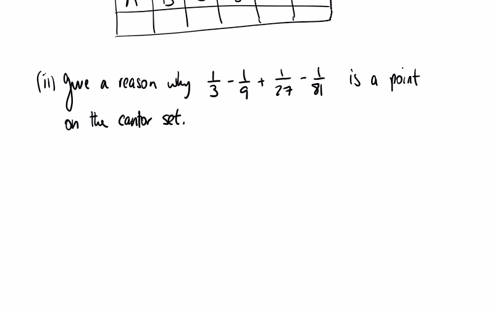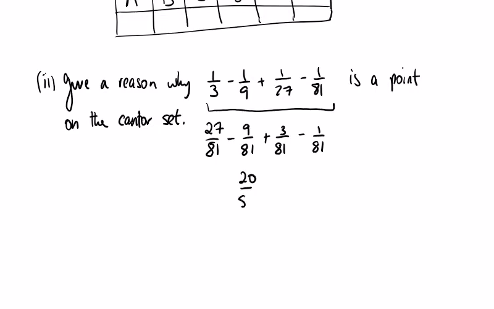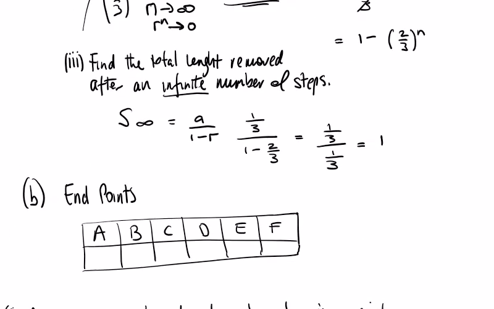Part 2, you're asked to give a reason why a third minus a ninth plus a 27th minus 1 over 81 is a point on the Cantor set. And let's look and see what this gives us. We're dealing with the next line down from the 27s. It's dealing with the 81s. So what do we have here? We have a third, which is 27 over 81. A ninth is 9 over 81. A 27th is 3 over 81 and minus 1 over 81, so that's 27 and 3 is 30 minus 10, so 20 over 81.